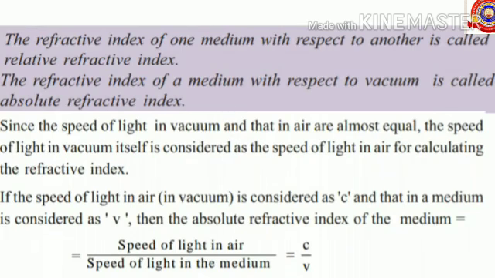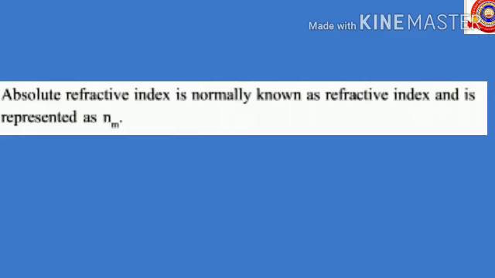If the speed of light in air or in vacuum is considered as c and that in a medium is considered as v, c and v in small letters, then the absolute refractive index of the medium is speed of light in air divided by speed of light in the medium, that is equal to c by v. The absolute refractive index is normally known as refractive index and is represented as nm. Here n and m are in small letters.